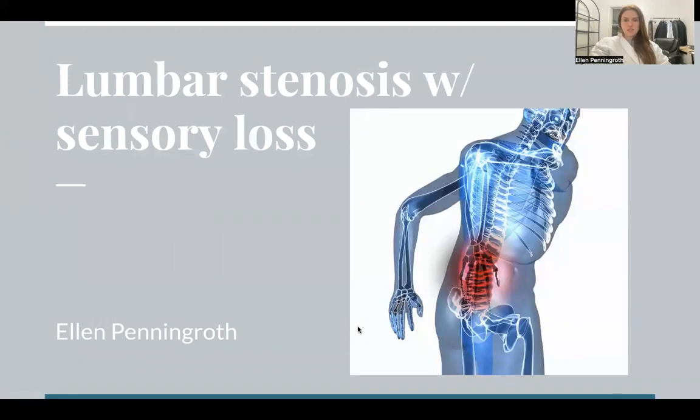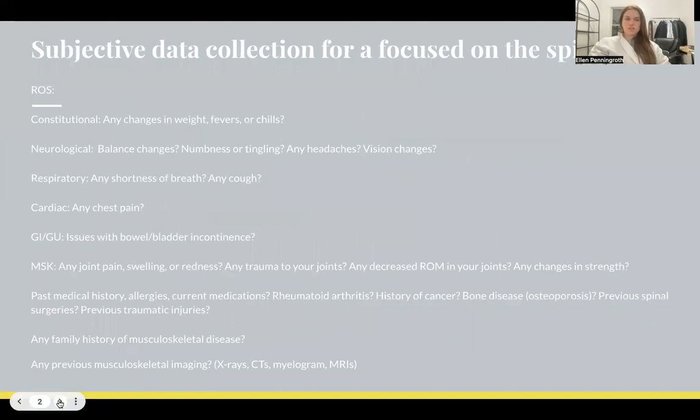All right, I am presenting on lumbar stenosis with sensory loss. So for our subjective data collection with the focus on the spine, we would do the following for review of systems. We would want to know about any changes in weight, if they've had fevers or chills.